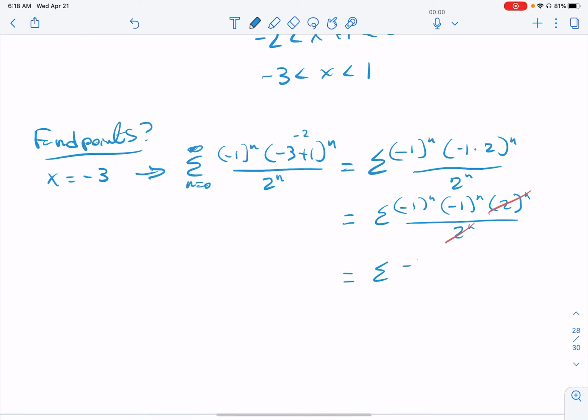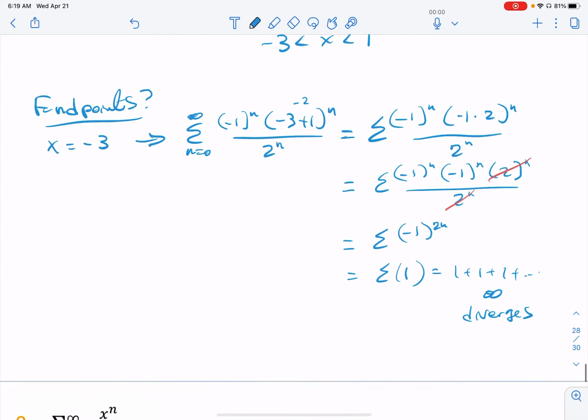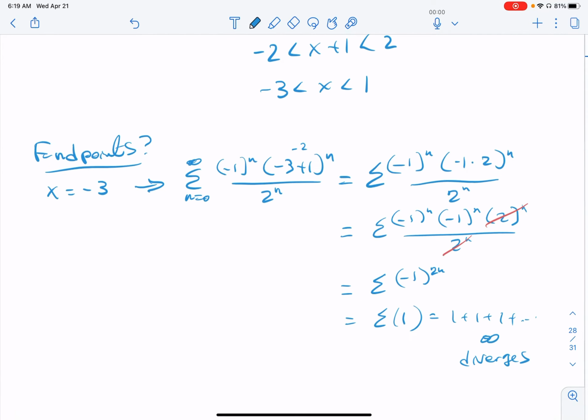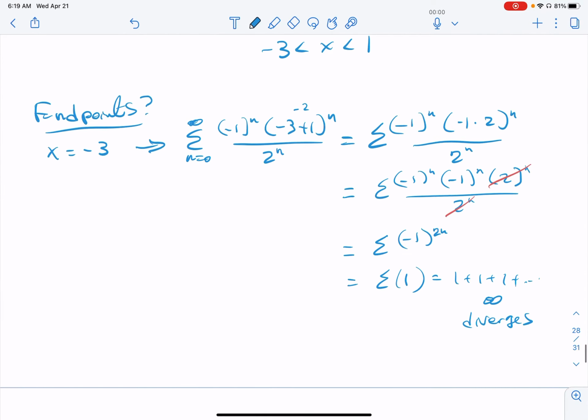This is the sum of just negative 1 to the 2n power, which is basically the sum of just ones. And so the sum of an infinite number of terms, because this is to the 2n power, so it's always going to be a positive number. It's basically 1 plus 1 plus 1 plus 1 plus, going to infinity. This diverges. So we don't get that endpoint.